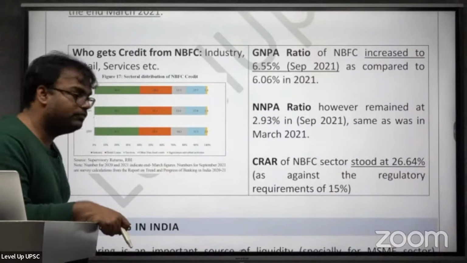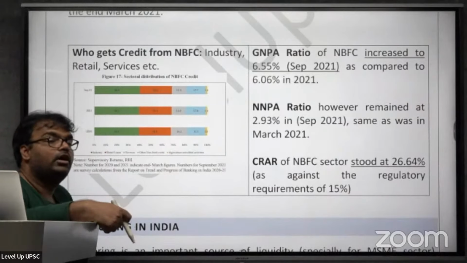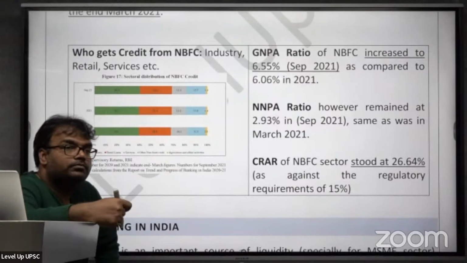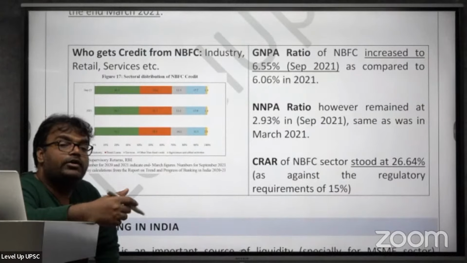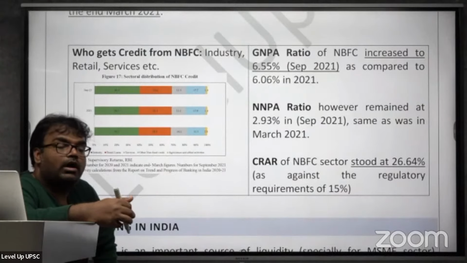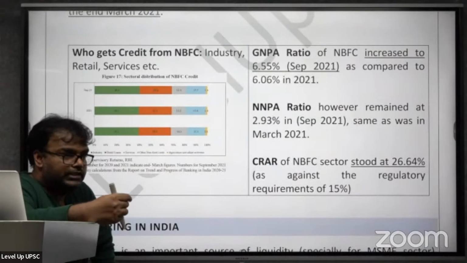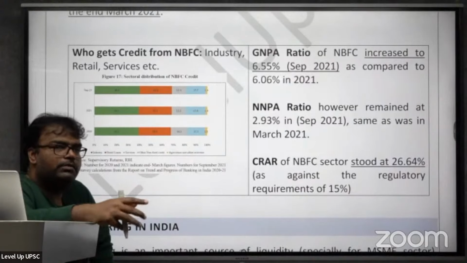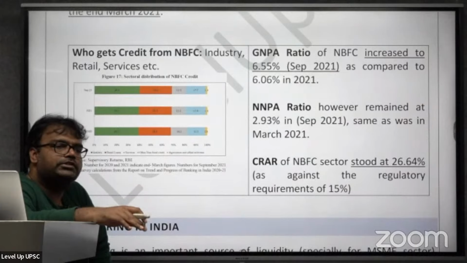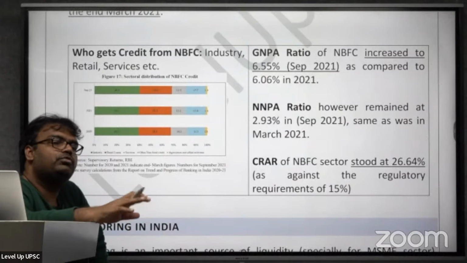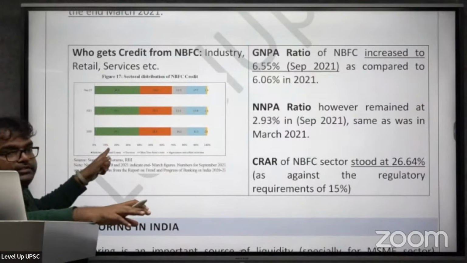So in the exam, if they tell you that agriculture and allied loans are one of the major components of NBFC credit, you should be able to clearly know that no, NBFCs, non-banking financial companies, are also giving most of their money to industries.